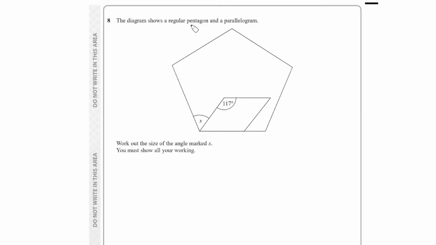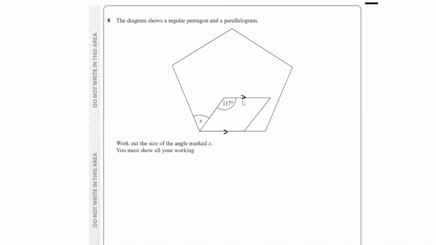Question 8, the diagram shows a regular pentagon and a parallelogram. So this is the parallelogram. Work out the size of the angle marked X. You must show all your working. So I was thinking, right, well, we only know 117. We might as well start there.